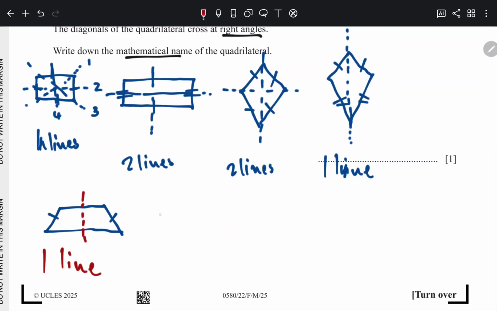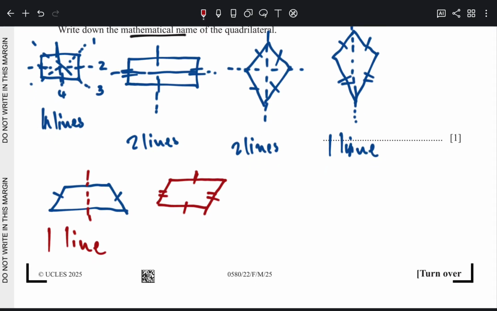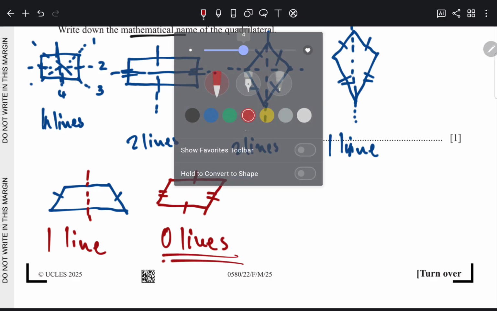Then the last one is going to be a parallelogram, which is like this. Okay, like this. And a parallelogram is just a slanted rectangle. So these 2 are equal, then these 2 are equal. How many lines of symmetry does a parallelogram have? That's the question you must ask me. A parallelogram will have 0 lines of symmetry. There is no line of symmetry in a parallelogram.